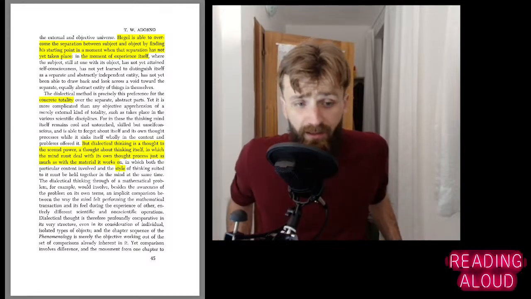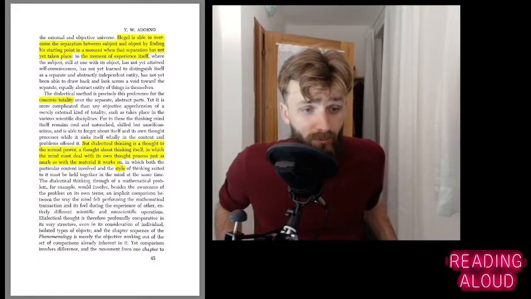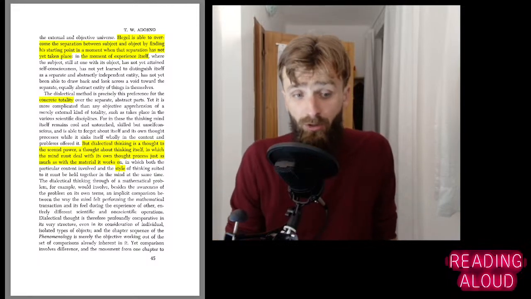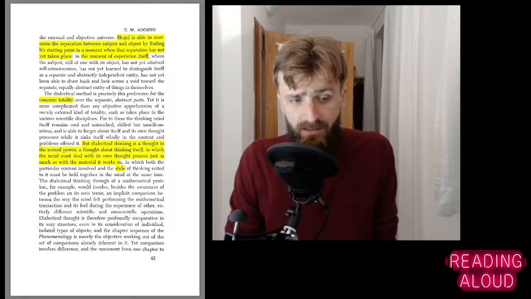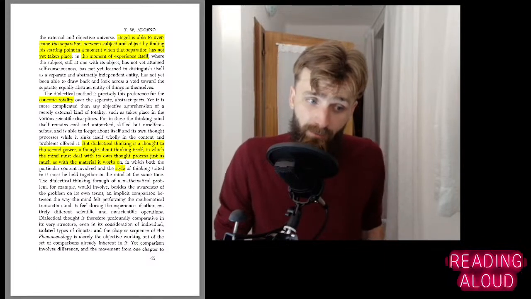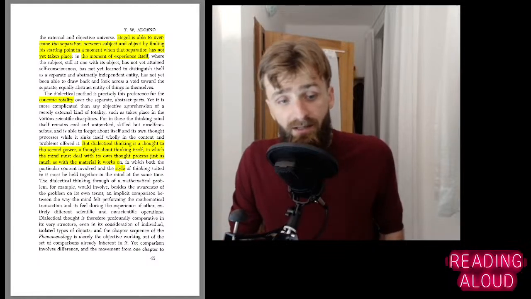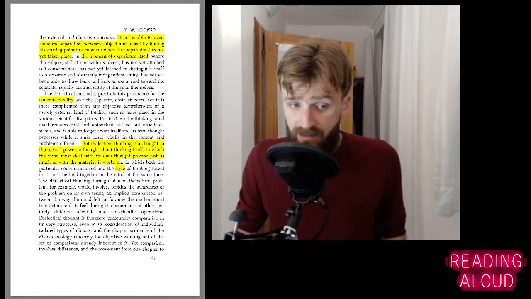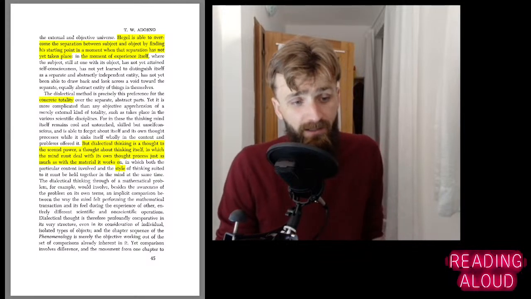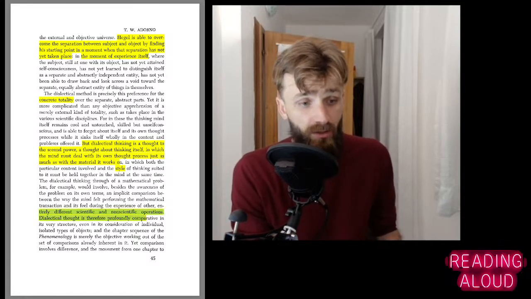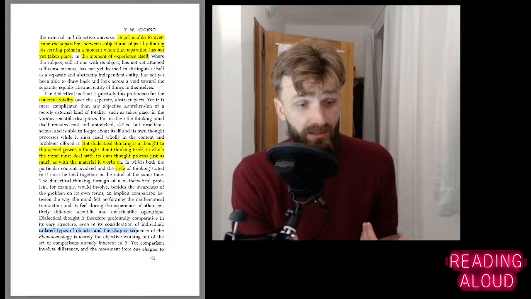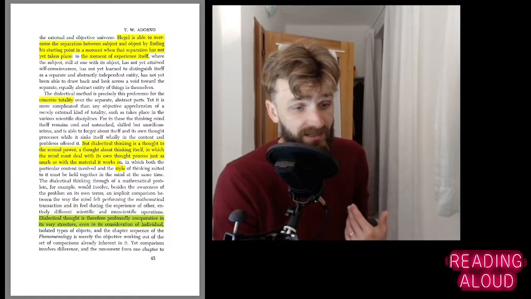The dialectical thinking through of a mathematical problem, for example, would involve, besides the awareness of the problem on its own terms, an implicit comparison between the way the mind felt performing the mathematical transaction and its feel during the experience of other entirely different scientific and non-scientific operations. Dialectical thought is therefore profoundly comparative in its very structure, even in its consideration of individual isolated types of objects, and the chapter sequence of the phenomenology is merely the objective working out of sets of comparisons already inherent in it.